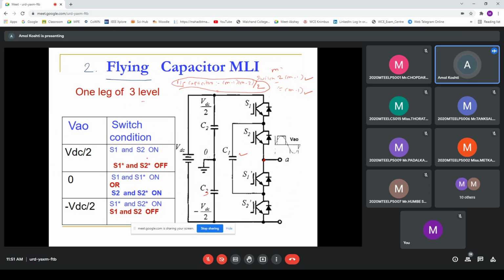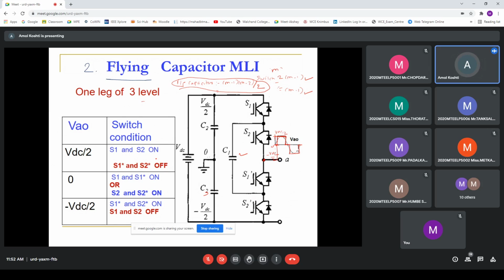So how do we produce a 3 level output? Again, here it is indicated. This is the nature of the output voltage. First it is VDC by 2, the second level is the 0 level, and the last level is minus VDC by 2. So in this way 3 levels can be produced.